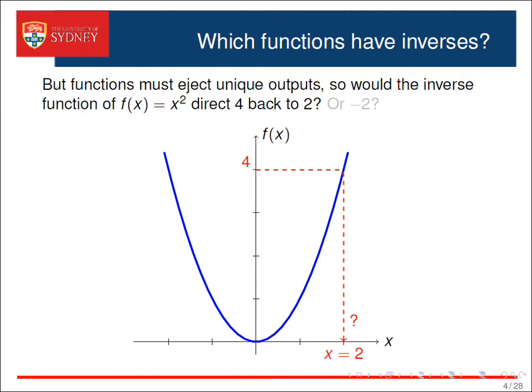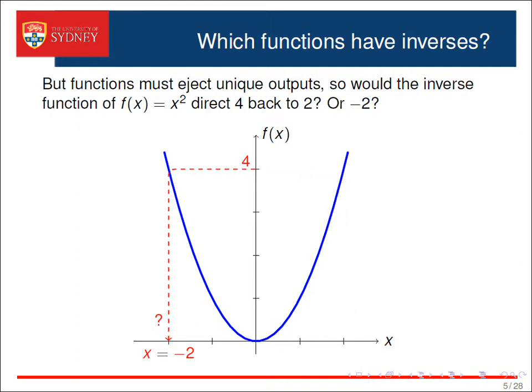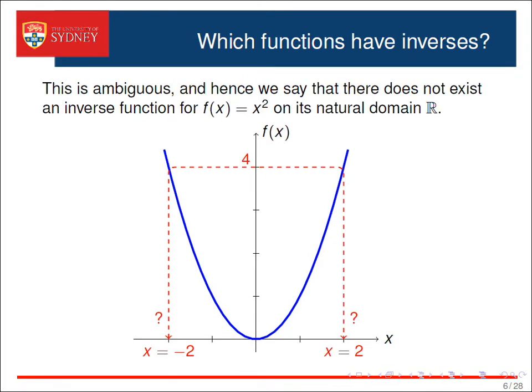But function outputs must be unique, so would the inverse function of f direct 4 back to 2 or negative 2? This is quite ambiguous, and so we say that f has no inverse function on its natural domain of R, the set of real numbers.